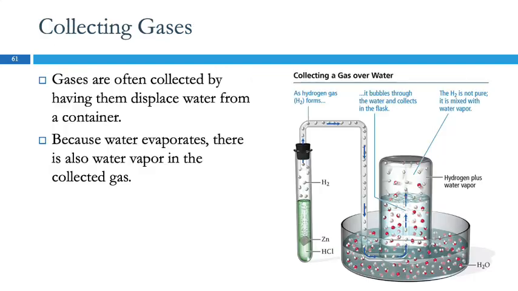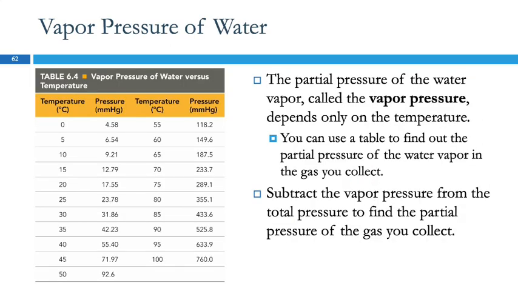So in this sample where we're collecting this hydrogen, if we know the temperature, then we can look up the vapor pressure of water. And we can measure the total pressure. The best way to do that is just to get the level of water inside and outside to be the same, and then we know that the pressure is the same as outside, which we can read from a barometer. And then we have to subtract the water vapor pressure. So we look that up in a table, and we're going to subtract it from the total pressure.